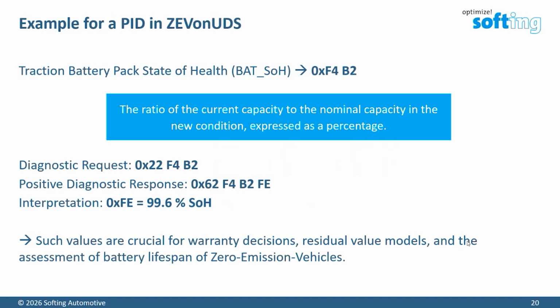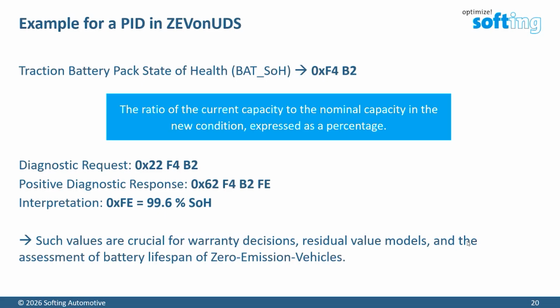And let me give you an example for a PID in the case of zero-emission vehicles, CEV on UDS, the traction battery pack state of health. The DID here is F4B2. And what is state of health? It's the ratio of the current capacity to the nominal capacity in the new condition, expressed as a percentage. And here we see an example, the diagnostic request, service ID 22, and then the data identifier F4B2.